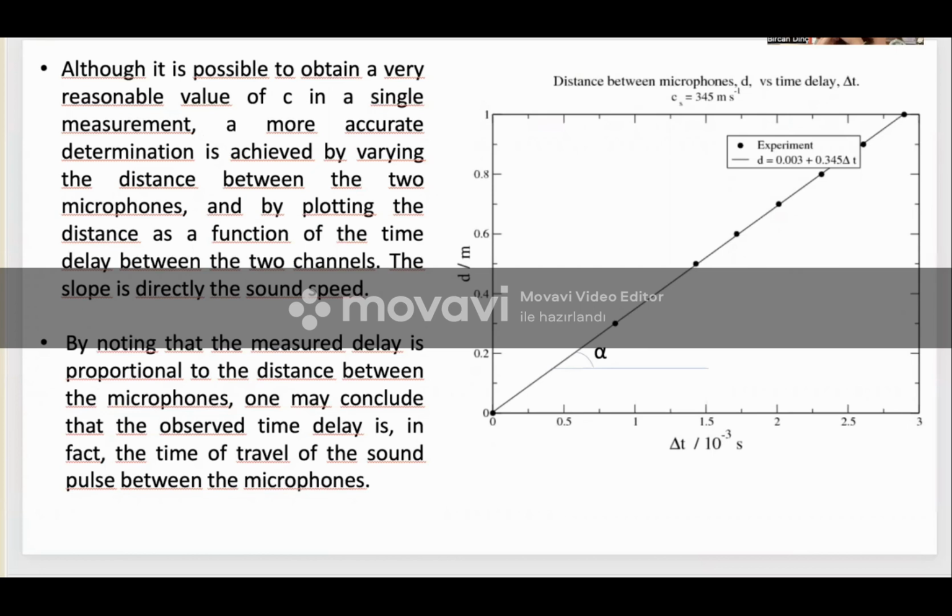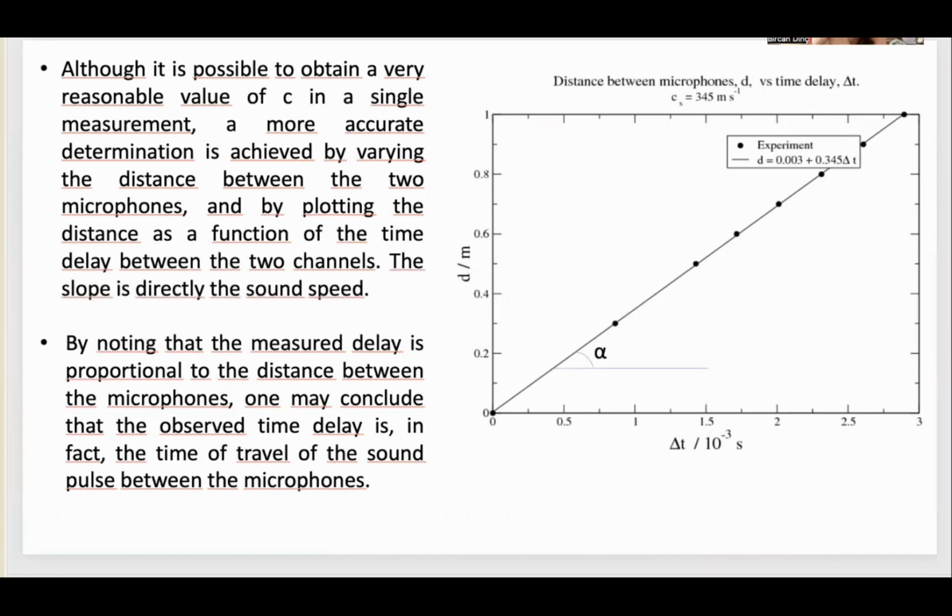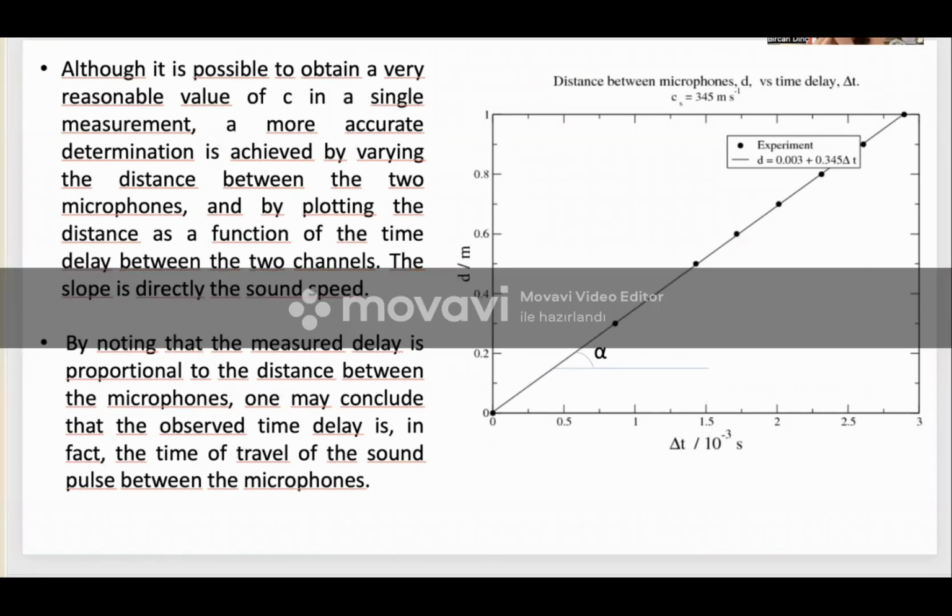So after taking the time measurements using different distances, we will obtain a distance versus time graph. And the slope of this graph, as in our previous experiment, we will use the slope, and the slope of this graph will give us the speed of sound actually.